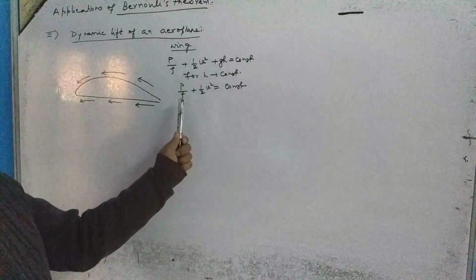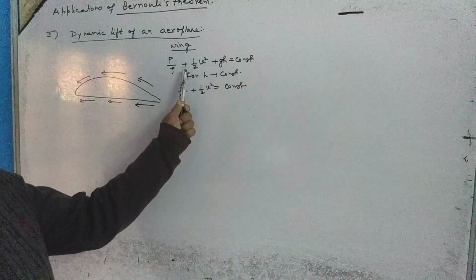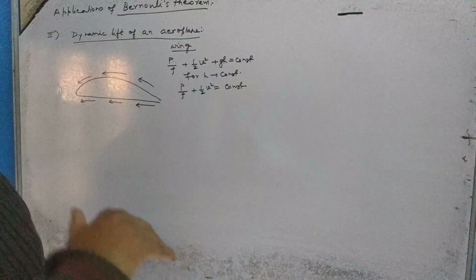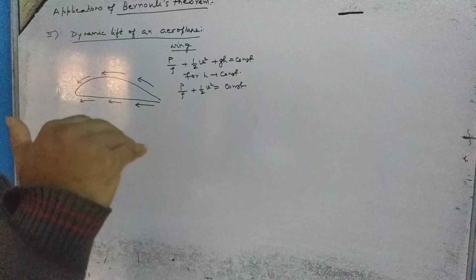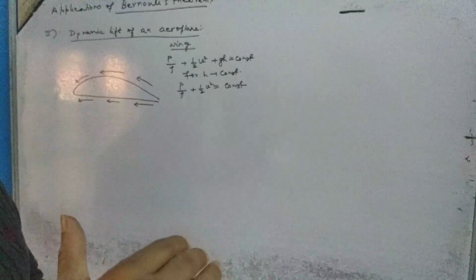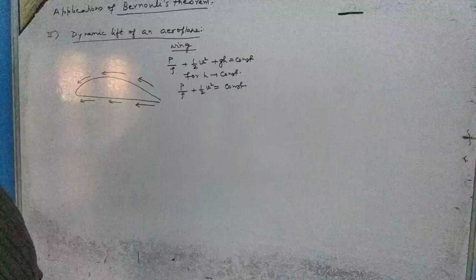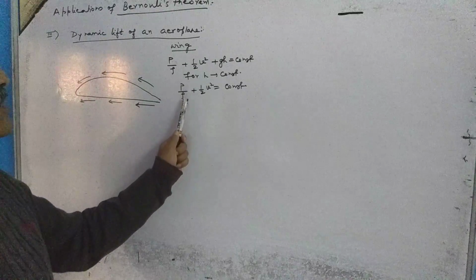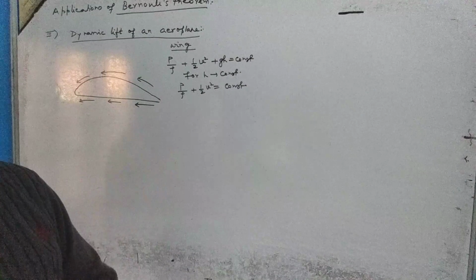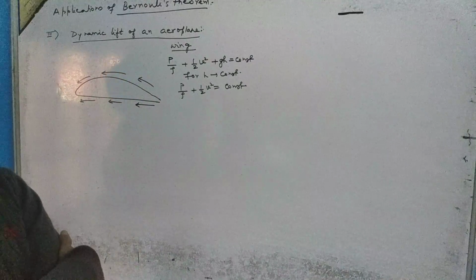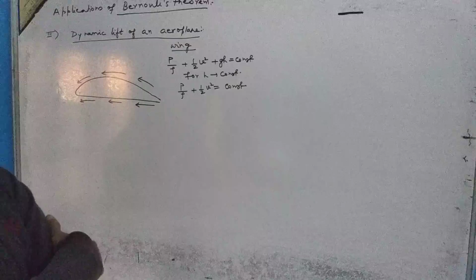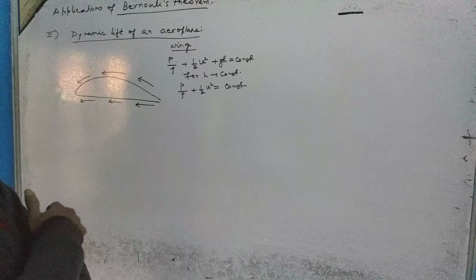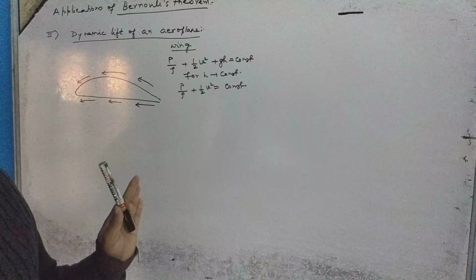In Bernoulli's theorem, P by rho plus half V square plus GH is equal to constant. If I am using this theorem for the 2 points almost at the same height, H will be a constant. In that case, GH will become a constant. So what we shall have? P by rho plus half V square will be a constant. Look at this. This we are getting in this case.